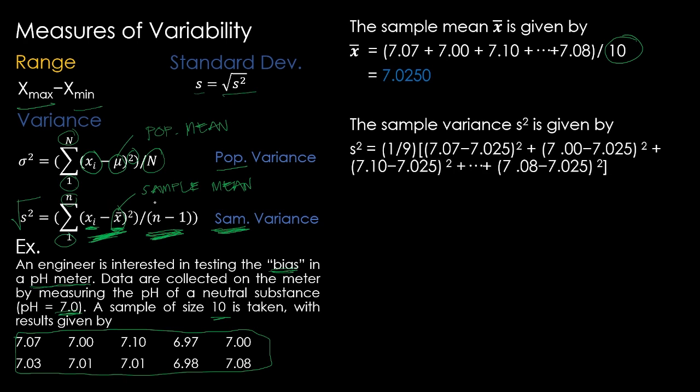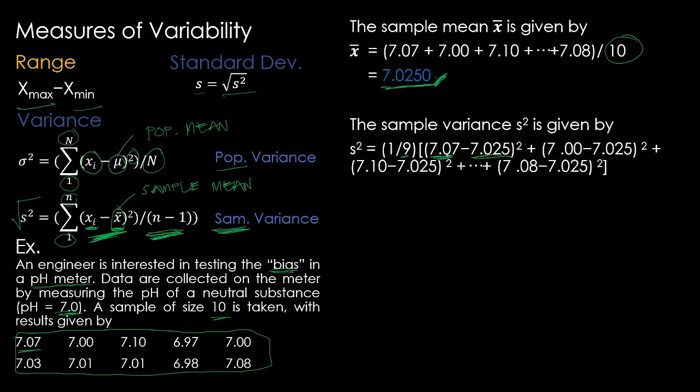Okay? So to determine naman our standard deviation, ganito lang yan. Since the formula states that it is n minus 1, we have 1 over 9, because we have sample size 10, so 10 minus 1 is 9. And then we take the squared difference of all the samples to the mean. For the first sample, the value is 7.07, so 7.07 minus the mean, which is 7.0250. Then you square that value, and then you add all of those values. Then you divide by 9. You do this for all of your samples.